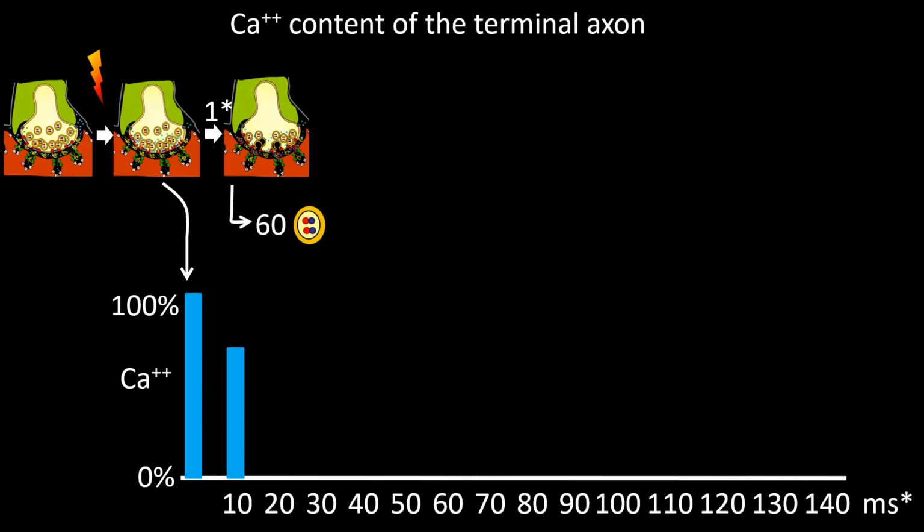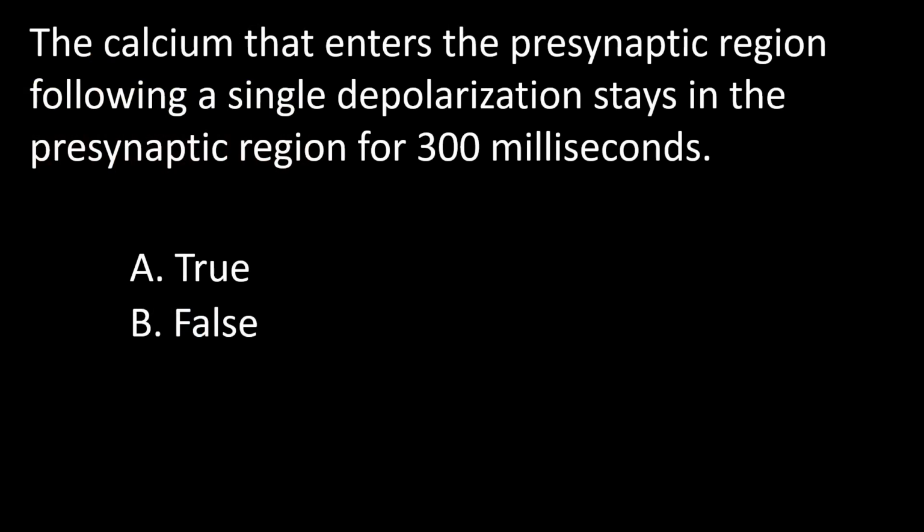10 milliseconds after calcium enters the presynaptic region, the amount of intraterminal calcium drops by a certain amount. And the decline continues to the point that no significant amount of calcium is present by 100 milliseconds after it was initially released. I am using 100 milliseconds as the time it takes for calcium to drop to non-significant intracellular levels, but this process may last up to 200 milliseconds. So the answer to this question is B.